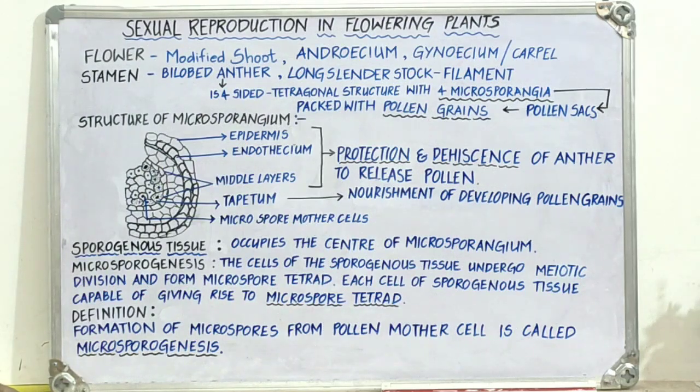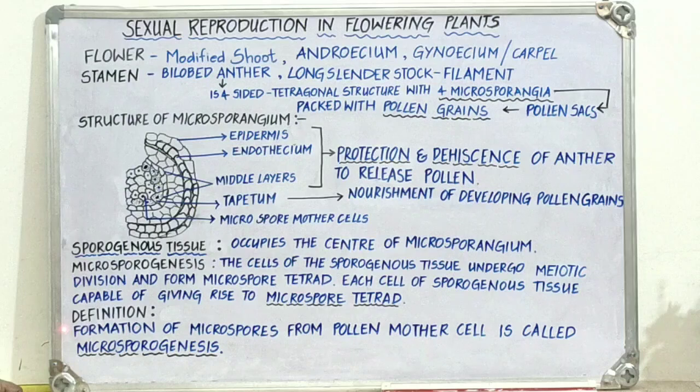So as we know here, microsporogenesis means the cells of the sporogenous tissue. Where is this sporogenous tissue? The sporogenous tissue occupies the center of the microsporangium, so that each cell of that is capable of giving rise to microspore tetrad. Is it clear, students? So microspore tetrad is important.